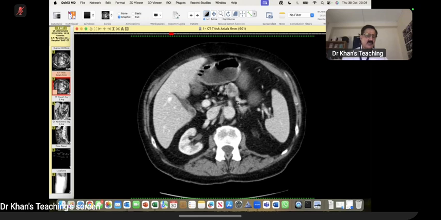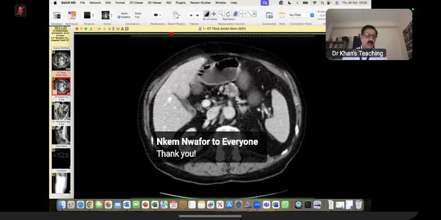Key point is to look for arterial phase enhancement. If it is in this region, even in the small bowel, arterial phase enhancement is the key. This is a neuroendocrine tumor.